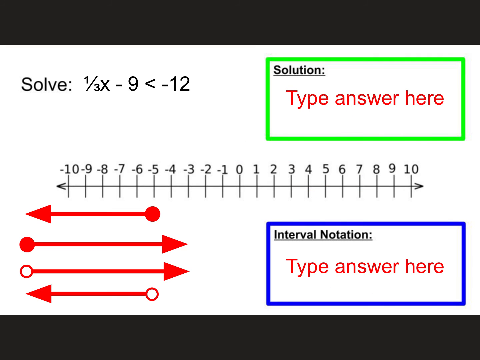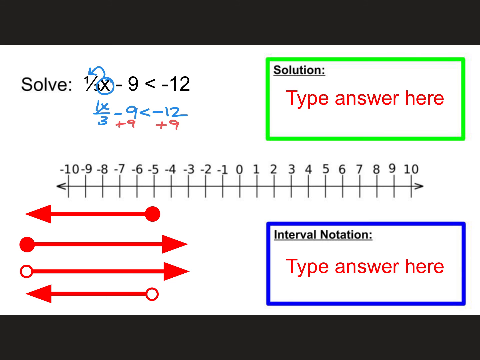And here for the last example, I just wanted to show you one that has a fraction. These don't format particularly nicely in slides, so just know that when you see one like this, it's like 1 divided by 3 times x. The x can go in the top. So this would be like 1x over 3 minus 9 is greater than -12. And this can make it a little bit easier to see.